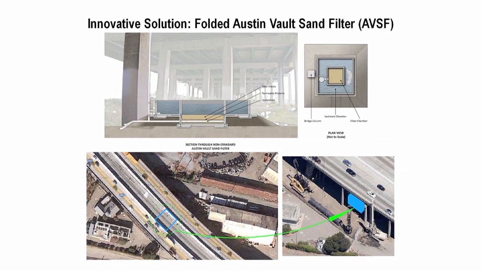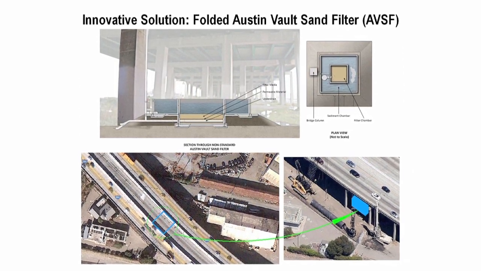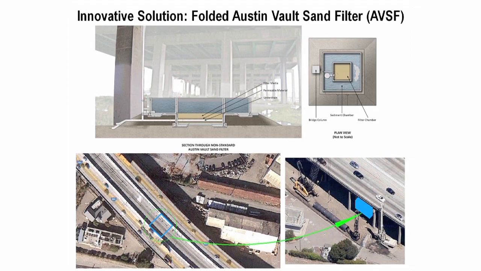The original proposal to satisfy our stormwater treatment obligation was what is called a full sedimentation Austin Vault sand filter. This is a headquarters sanctioned, statewide approved design. However, on this particular project site, there were varying constraints. One being a state right-of-way constraint, one being neighboring land use constraint, i.e. a railroad is in proximity to the site. And the third was also the available space between bent locations along the interstate itself.